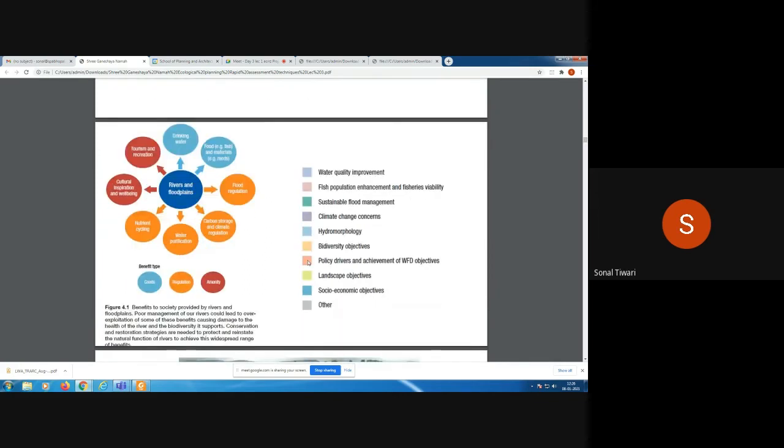So, when we talk of river restoration, the objectives of river restoration can be numerous, and some of them can be water quality improvement, water flow improvement, enhancement of aquatic biodiversity, flood management, handling climate change concerns, hydromorphological restoration, biodiversity enhancement. One can keep these three domains of restoration: natural, ecological and cultural. Ecological can comprise flood regulation, carbon sequestration, biodiversity enhancement, and connecting the river banks laterally and longitudinally.